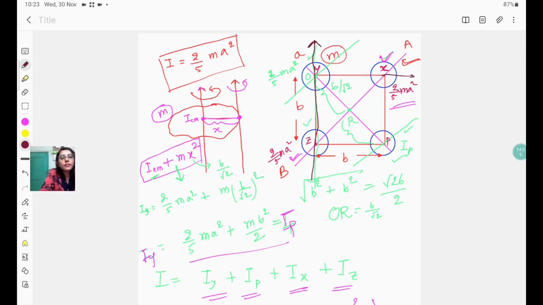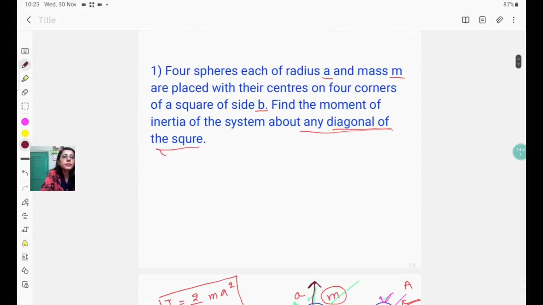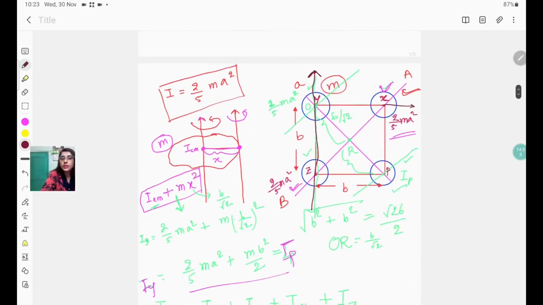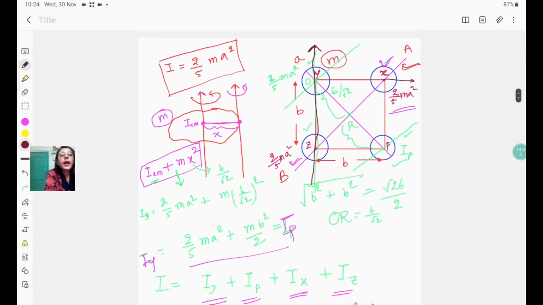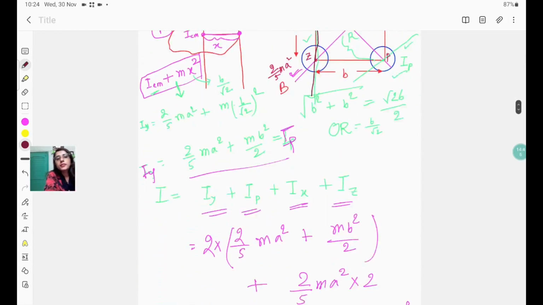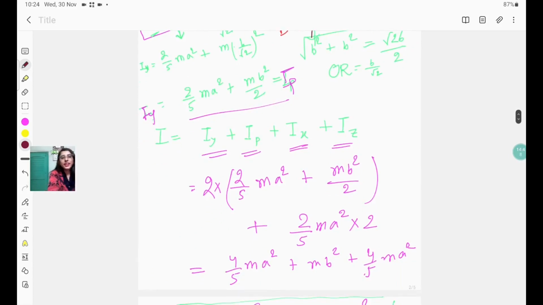We have already found the moment of inertia of the system about any diagonal, and I am now giving you a home task to find the moment of inertia of this system about any side of this body. Okay, so just do it at your home and write the answer in the comment section. I will definitely answer your questions, and if you have any kind of questions or queries, you can ask me in the comment section below.